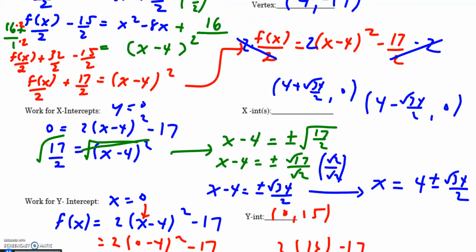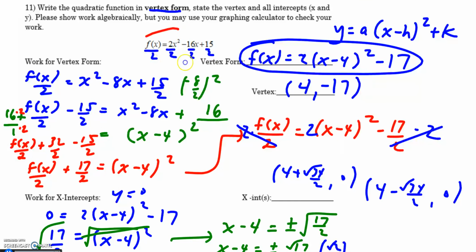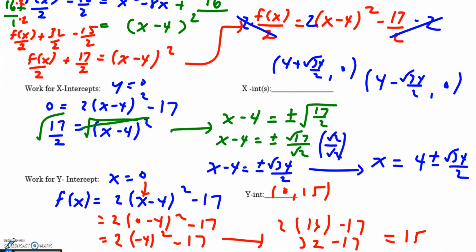And if I look back up at the original problem here, if I had plugged in 0 here and here instead, I would have more quickly gotten that the y-intercept was (0, 15). But I thought I'd do it both ways so you can see that no matter which way you view it, you should get the same answer.